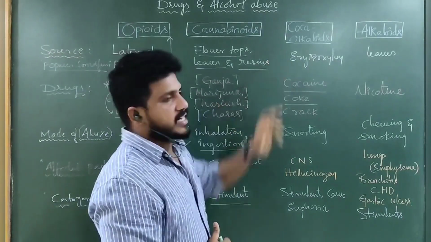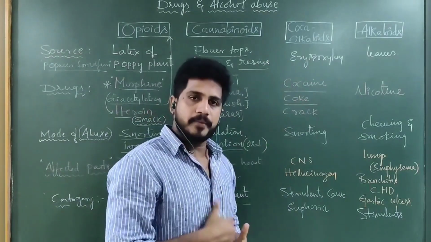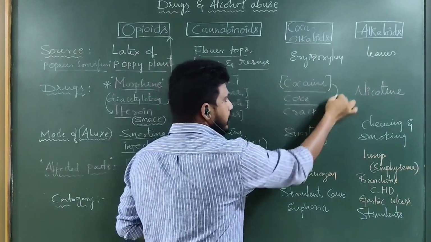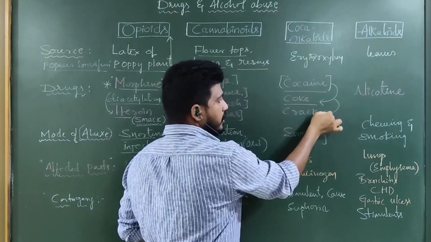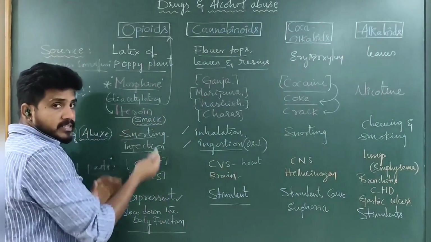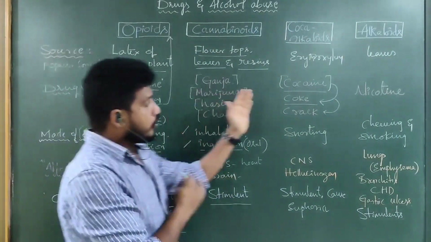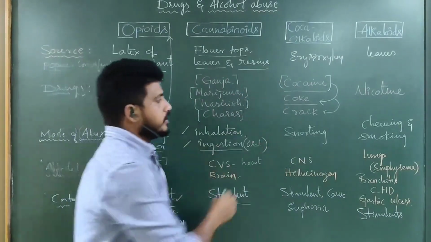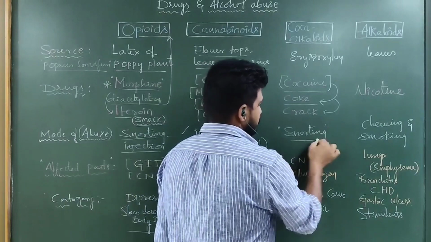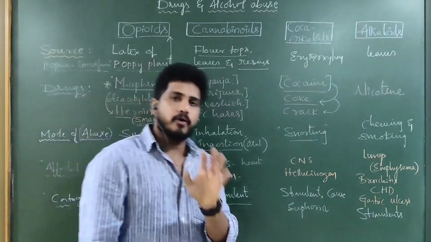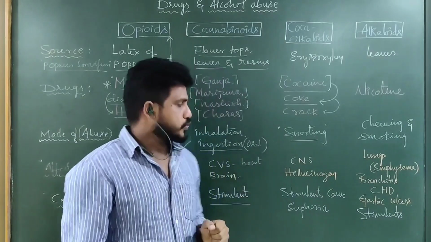Coca alkaloids are extracted from the erythroxylum plant, and cocaine is the main drug. It is also called coke or crack. Both are the same, but smack is different. Coke or crack was different. Snorting is the mode of abuse. Snorting means what? Crystalline powder inhaled by the nose.